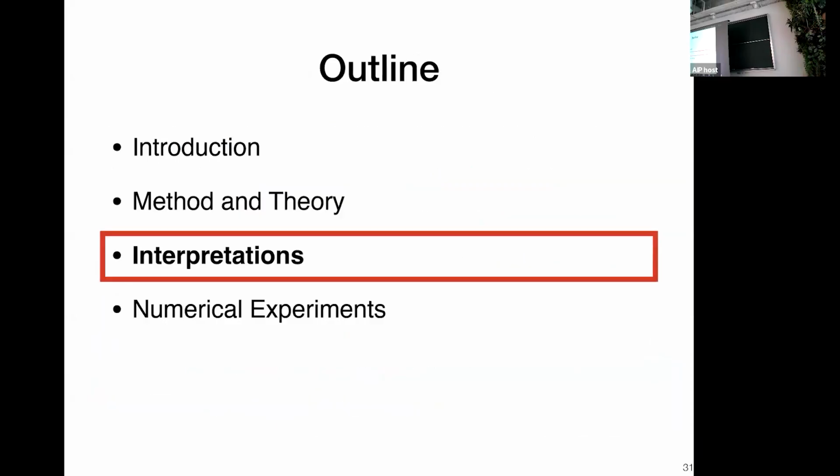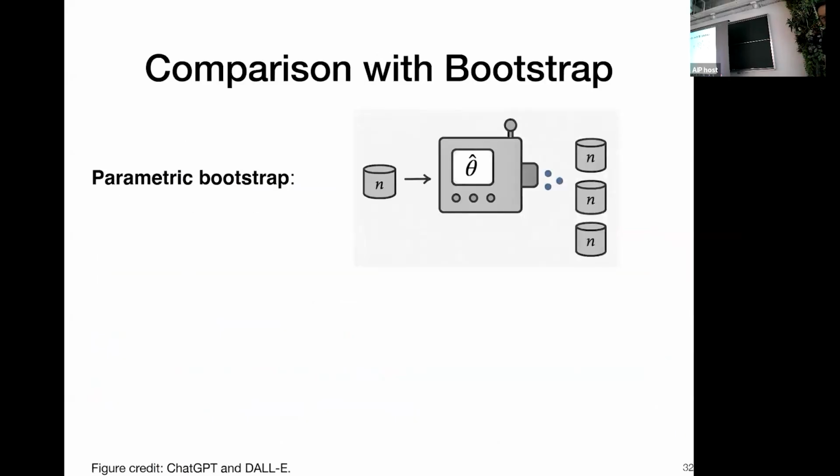So, some interpretations. A key component of our method is this sample size k hat. Then you may wonder, what does it mean? We know in the Bernoulli case, the k hat represents some distribution shift between the real and synthetic distribution. But in general, can we have some interpretation? So I would like to compare this with the very popular approach of parametric bootstrap.